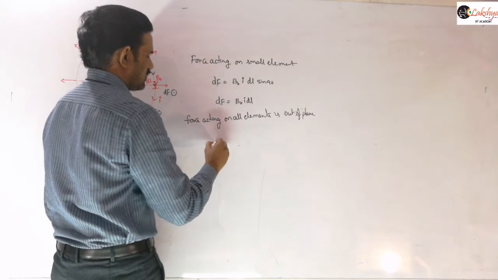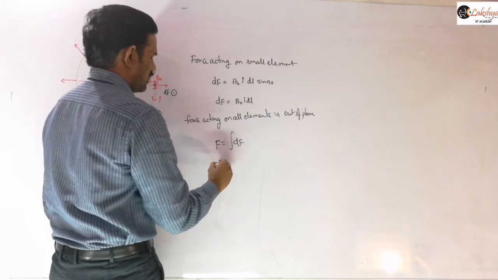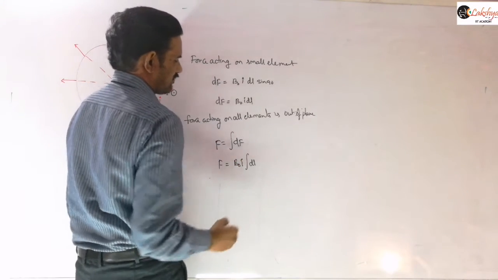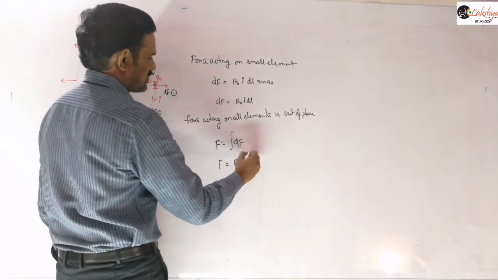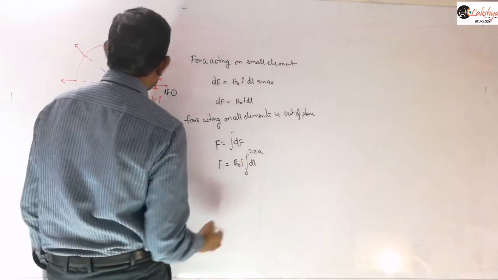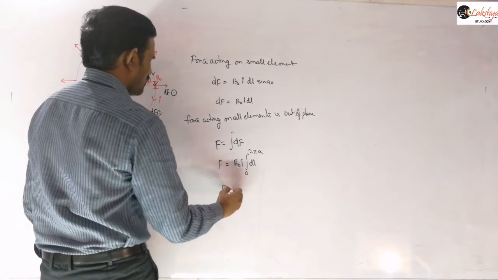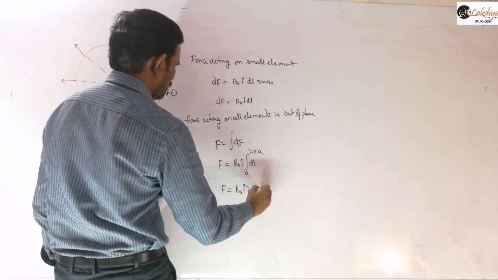So therefore this total force we can write as integral of dF, which we can write as B naught into I into integral of dl. And as we are integrating for the total circle, you can write this as 0 to 2 pi a, as we are taking this radius as a, so 2 pi r or 2 pi a here. So that means now it is B naught into I into 2 pi a.